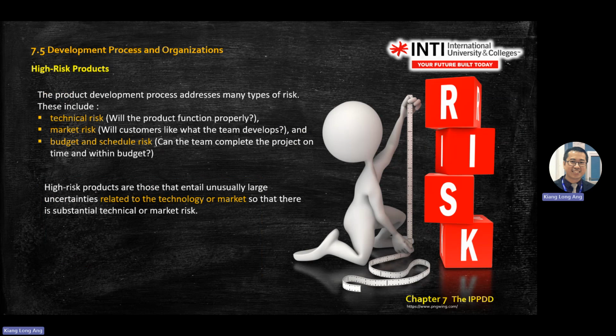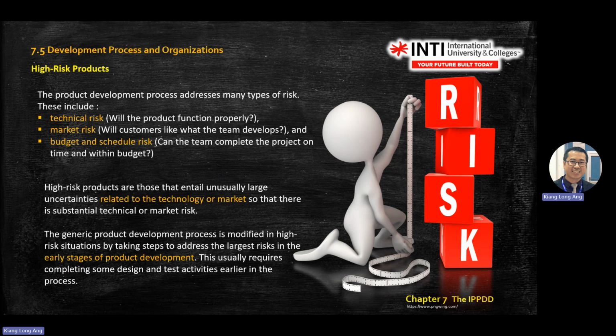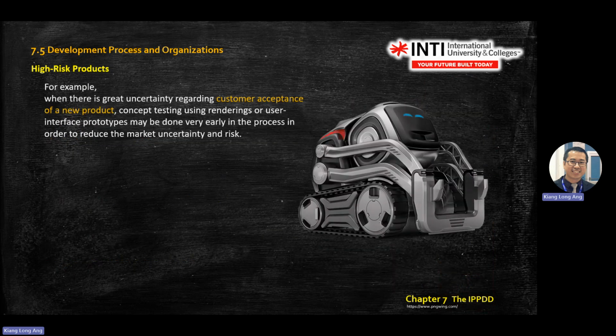High risk products, they have three kinds of risk: technical, market, budget, and schedule risk. High risk products, give you an example. For example, this robot, it's a very high risk product and goes into a very niche market, right? So this is a small robot that can interact with you. It's like a pet. It can talk with, not talk lah, but it will play with you, show emotion, and make fun of you and all this.